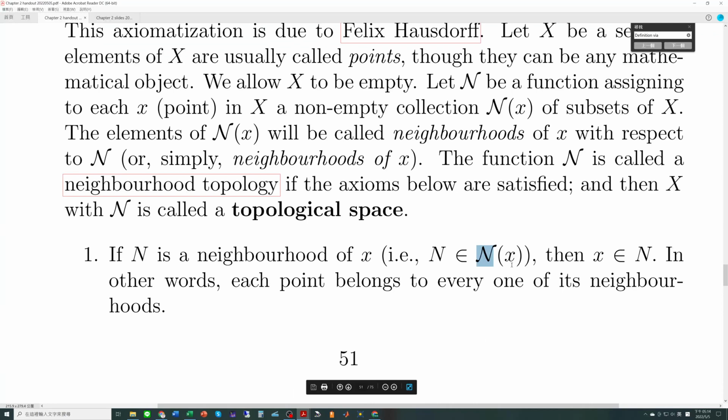Oh, sorry. Here. Then X is in N. In other words, okay, it is 25 minutes. Let us take a break.